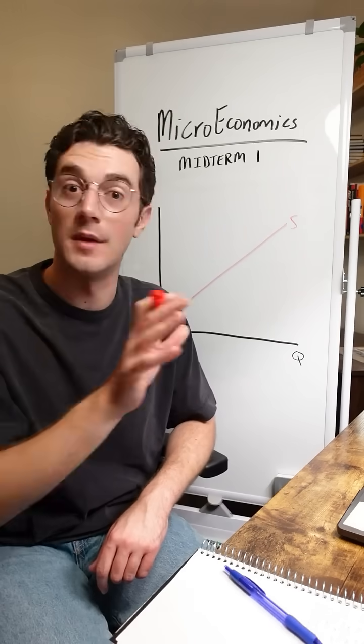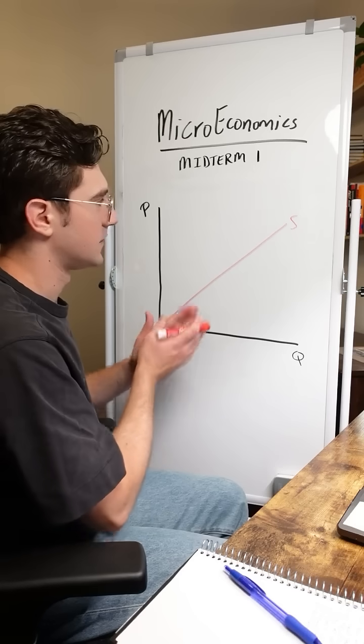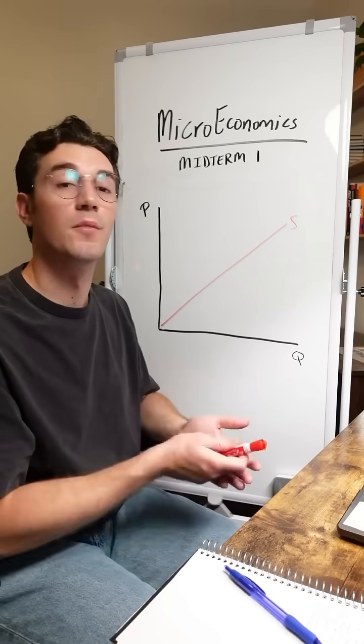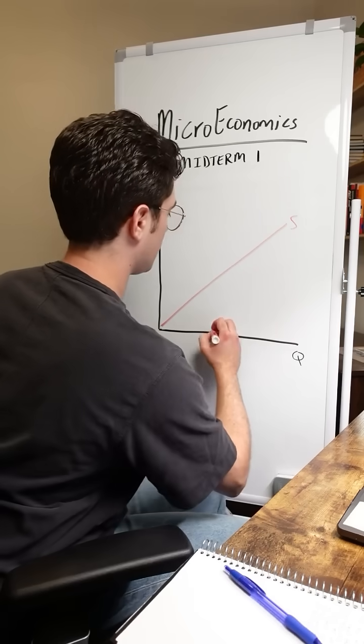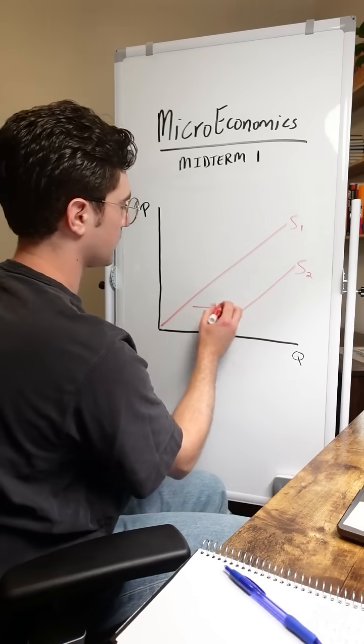I've got all the shifters in my microeconomics cram kit on my website, but just to make sure this is clicking here, let's take one of the shifters and assume it's going to increase supply. For example, let's say the number of sellers in the market increases. Well, that's going to shift the supply curve to the right. We're going from this S1 supply curve to the S2.